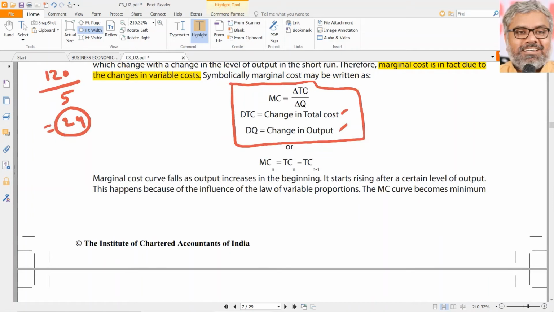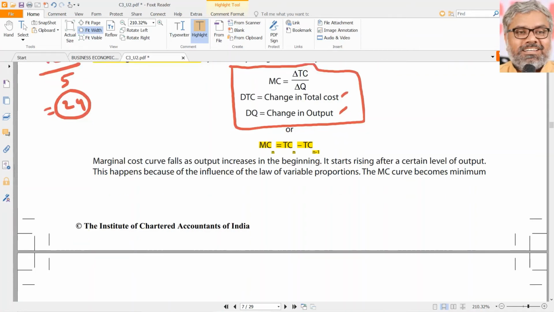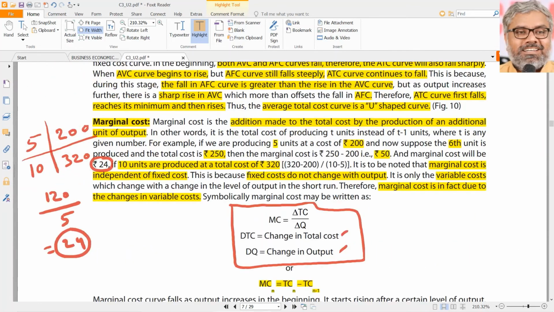And the formula for marginal cost can be change in total cost divided by change in output. Or it can be noted as marginal cost is nothing but the total cost of manufacturing n units minus the total cost of manufacturing n minus 1 units. That will give the marginal cost of the nth unit. That is the nature of marginal cost.